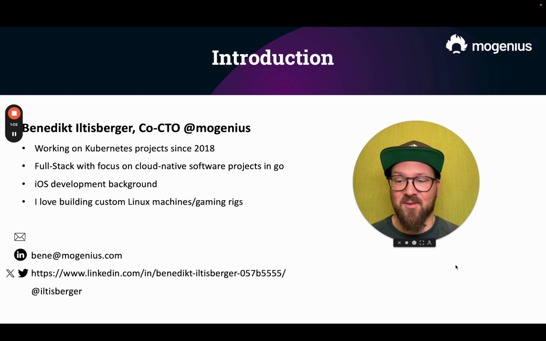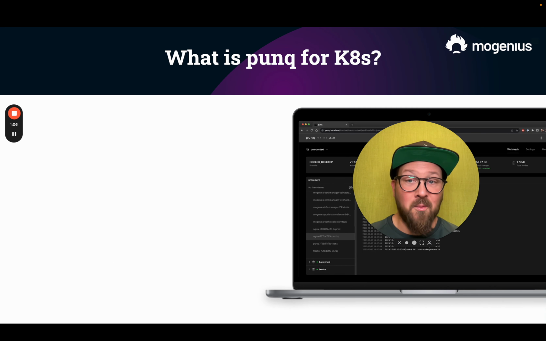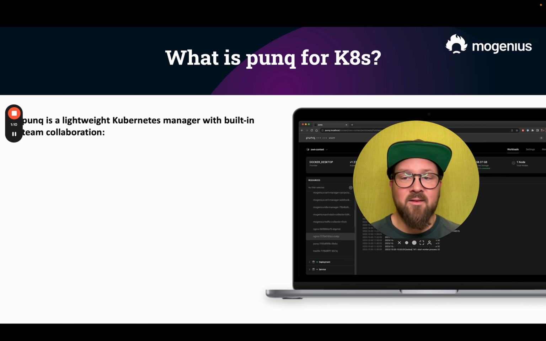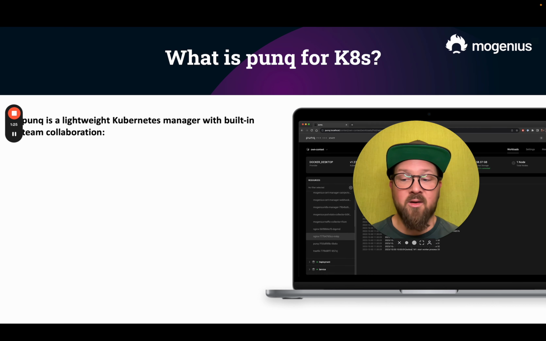Okay, so let's start. What is punq for k8s? Punq for k8s is a lightweight Kubernetes manager with built-in team collaboration. And this is a main point, because there are a lot of tools for Kubernetes management like K9s and Kubernetes Lens, and they are awesome. Really, we are using them all day long.